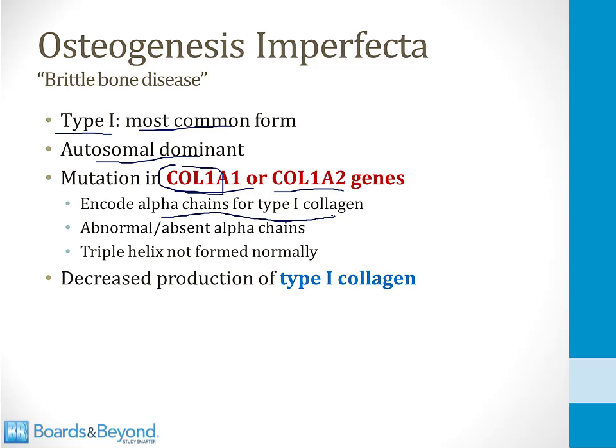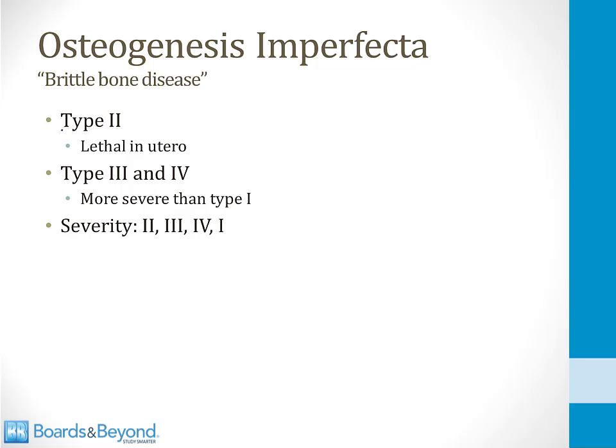In this form of osteogenesis imperfecta, there are abnormal or absent alpha chains for type 1 collagen, and the triple helix is not formed normally. The result is decreased production of type 1 collagen. The other forms are much less common. The type 2 form is lethal in utero. Types 3 and 4 are more severe than type 1, and thus there is a range of severity, with type 2 being the most severe, type 1 being the least severe, and type 3 and 4 being in the middle.